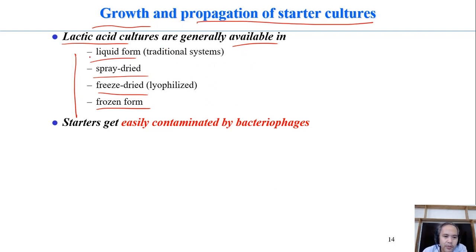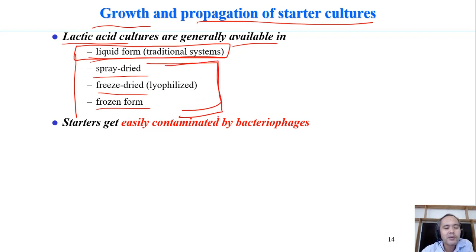Liquid form is the traditional form, but some companies still apply this. They own their starter culture and keep it for themselves. They don't share. Okay, they keep the secret. But the other forms, we can buy. Actually, the company can buy from a supplier and then use it.